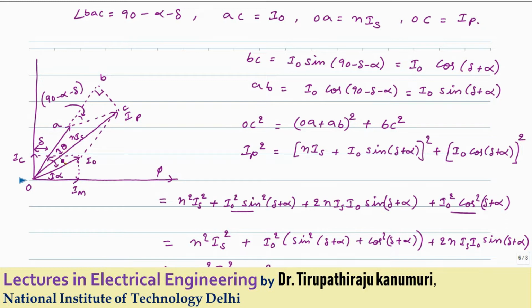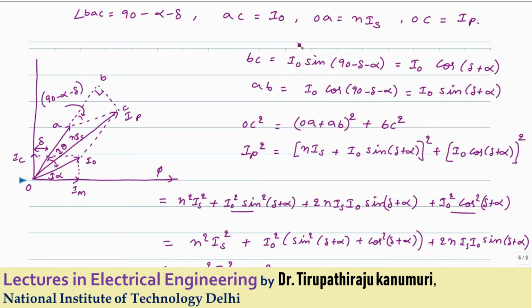So from this, in the right angle triangle OBC, I can write OC square is equal to OB square plus BC square. OB is nothing but OA plus AB whole square, plus BC square.